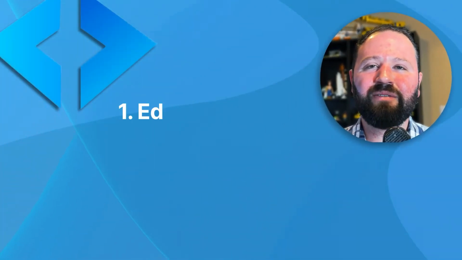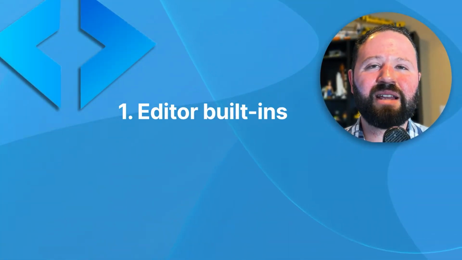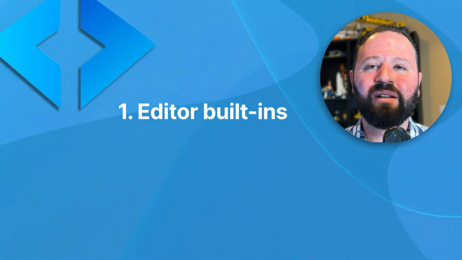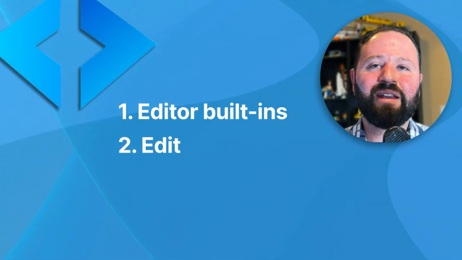Now your editor has a few different types of tools which can assist you in debugging. At the first level, there's editor built-ins, and these are the standard out-of-the-box tools provided by the editor, and this means syntax highlighting and some basic code inspection. And then after that, there's editor plugins.